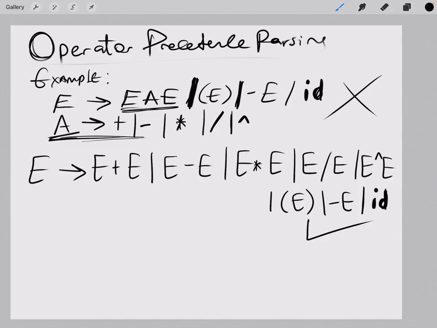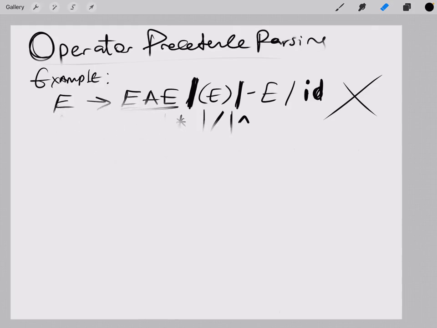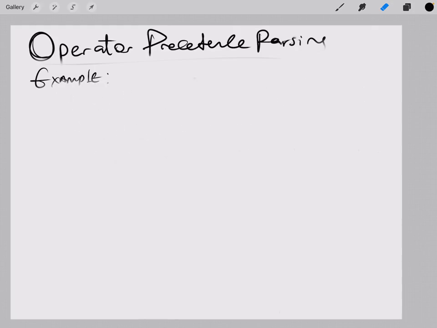However, we have some problems with the operator precedence parsing. Though it seems very like, wow, I mean, what else do we need? We've got everything we are looking for. This is a very, very good precedence parsing technique. We don't need anything else.